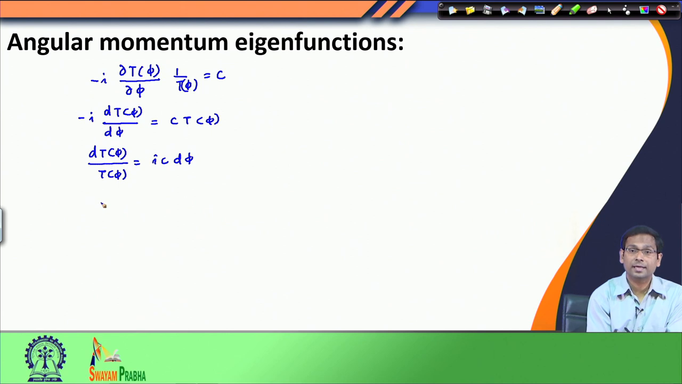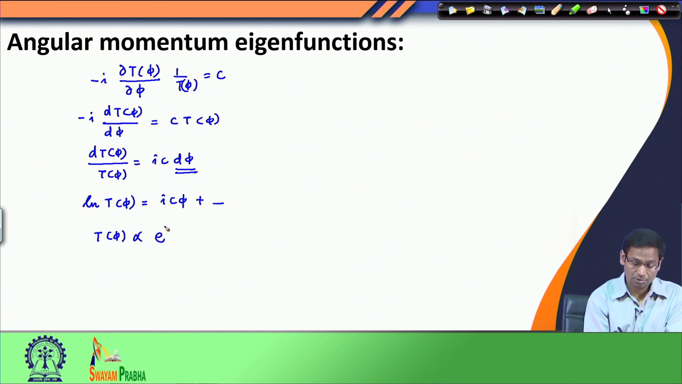Now, I would integrate both the right hand side and left hand side. So, when I do this, I have ln of T of phi equals i c phi. I am just integrating d phi because i is the imaginary root and c is the constant. So, I am getting phi plus the constant of integration. Therefore, T of phi is proportional to e to the power i c phi. Again, I am using this proportionality relation instead of equality because there exists another constant.